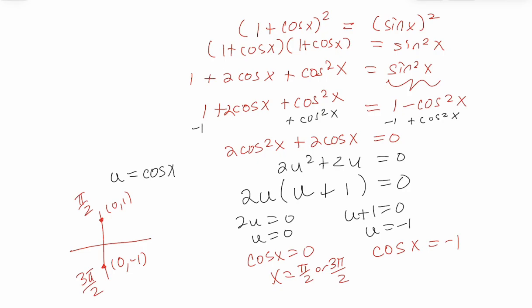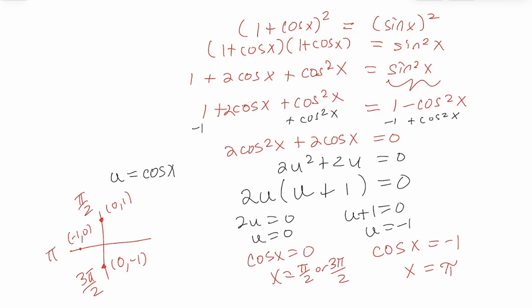Finally, cosine of x equals -1. There's only one location on the unit circle where the cosine of x is equal to -1, one loop around at least, and that would be at pi. So we end up with 3 answers to this: pi over 2, 3 pi over 2, or pi.